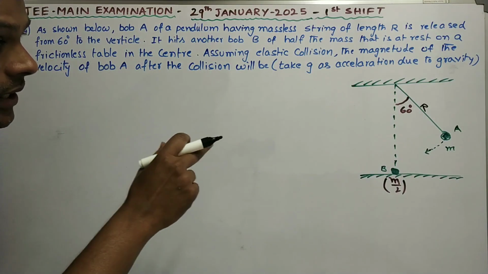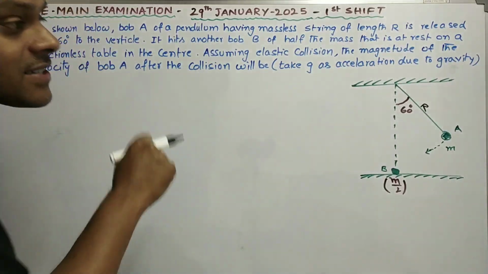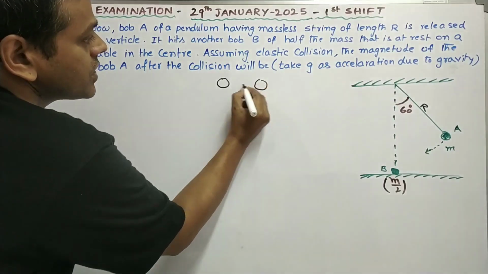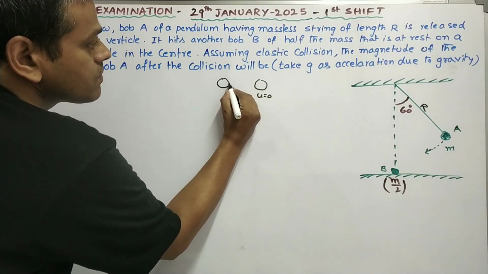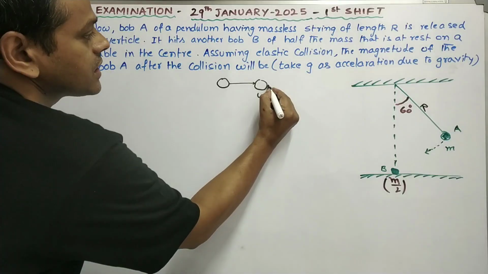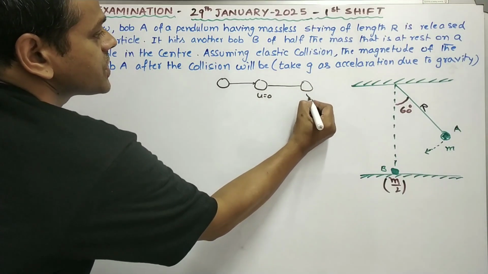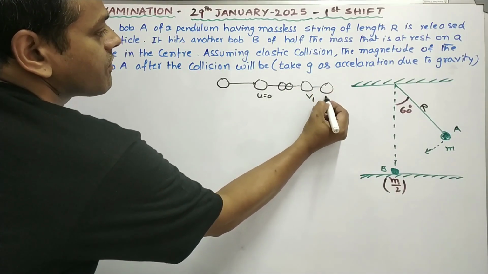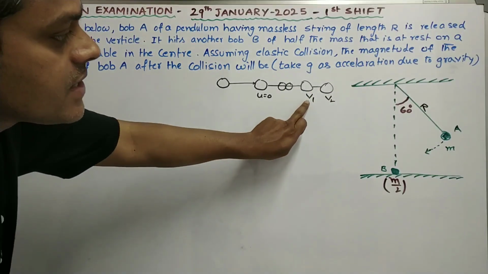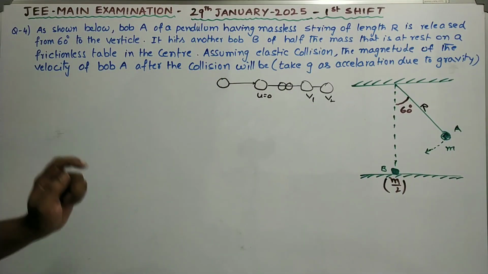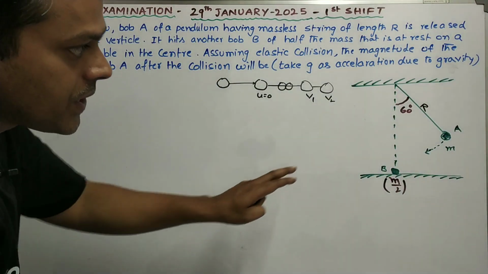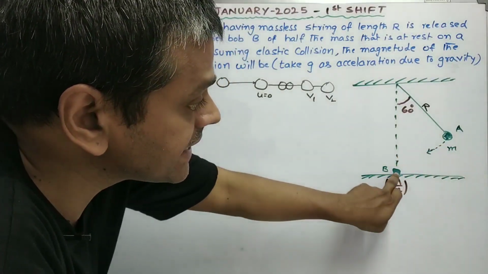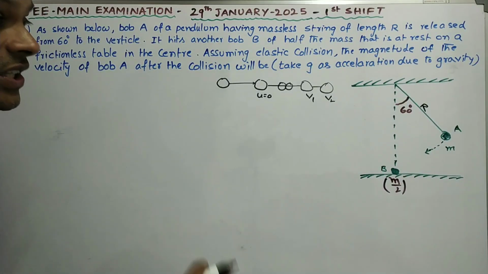Here the collision is given. What kind of collision? It is an elastic collision. In an elastic collision, this is the first body and this is the second body, which is initially at rest. So this body hits this object. What happens after the collision? Both are moving with different speeds, say v1 and v2 respectively. So we have to find the velocity of bob A. First of all, with what velocity does this bob, after release from rest, hit the second bob at rest? That you should calculate.